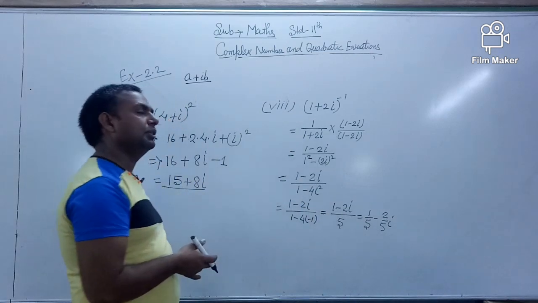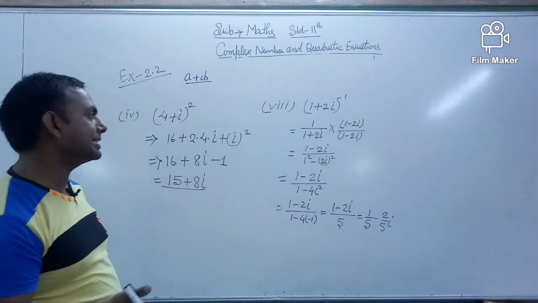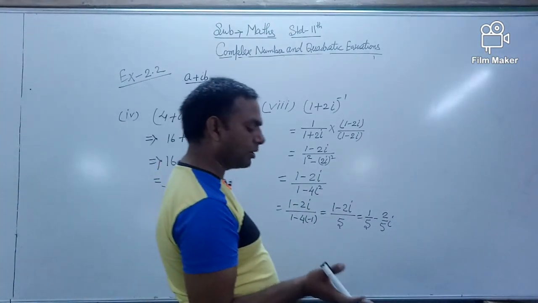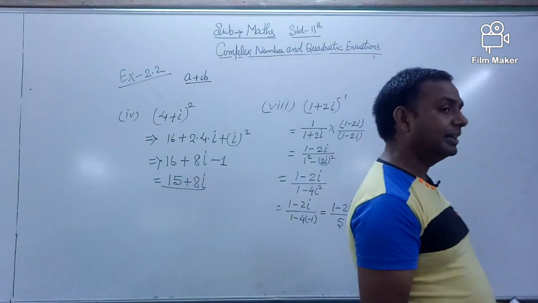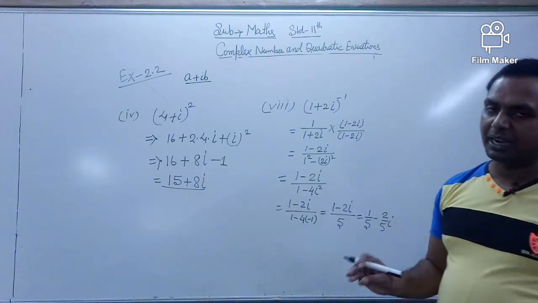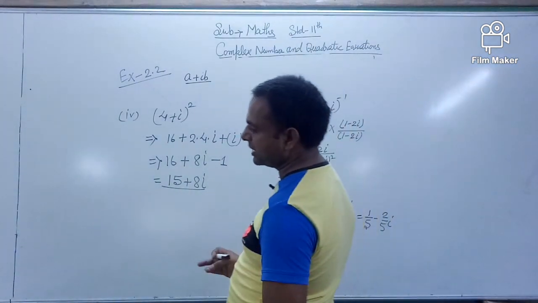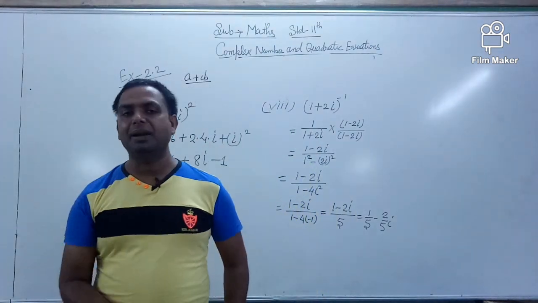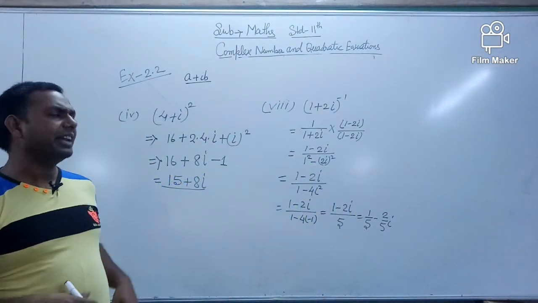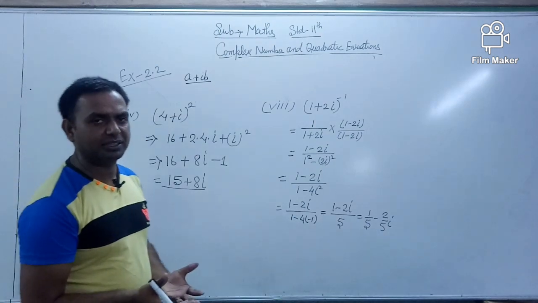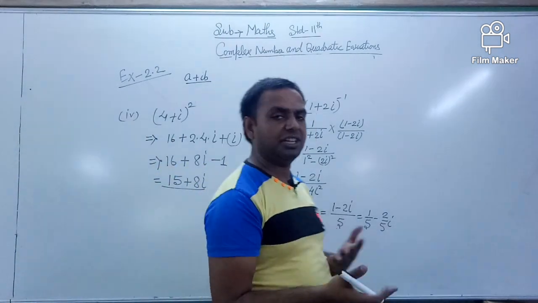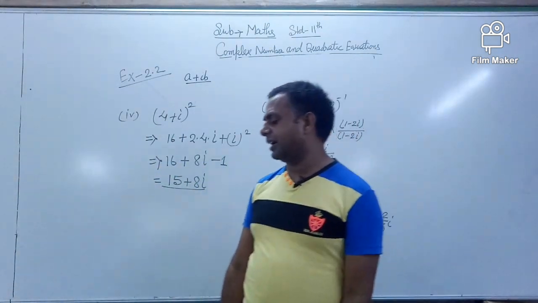This is also in the form of a + ib. So if you have two complex numbers given either in the form of addition, subtraction, division, multiplication, inverse, or any other form, then after the solution you can represent it in the form of a + ib. Okay.